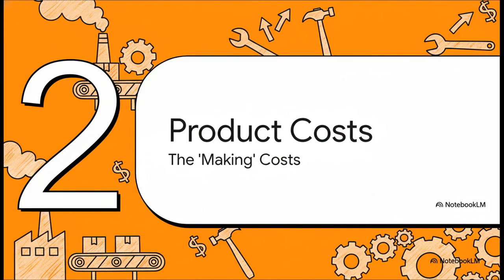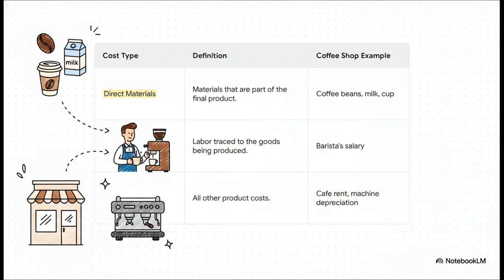Okay, now that we know about direct and indirect costs, we can start sorting them into two big buckets. Let's start with the first bucket, which is all about the making of the product. These are what we call product costs. And this making bucket, or product costs, has three main parts.